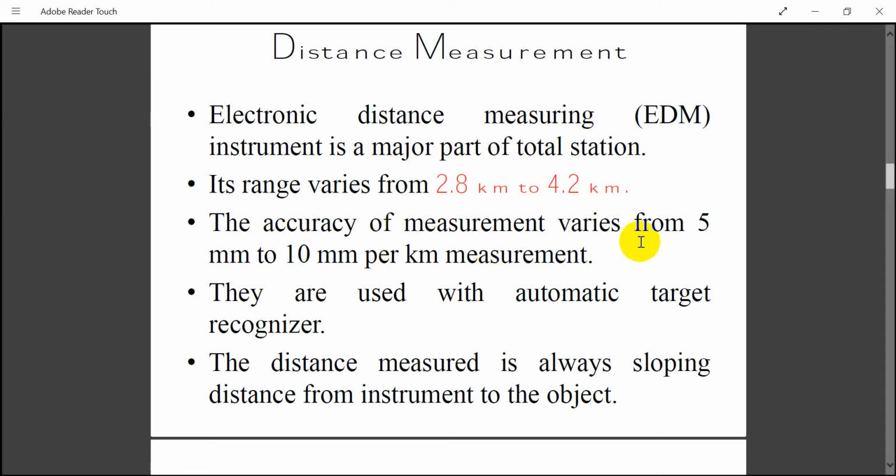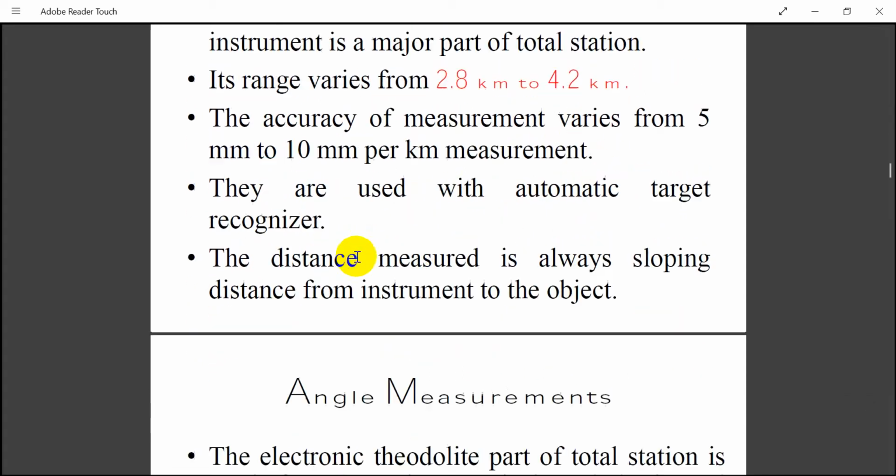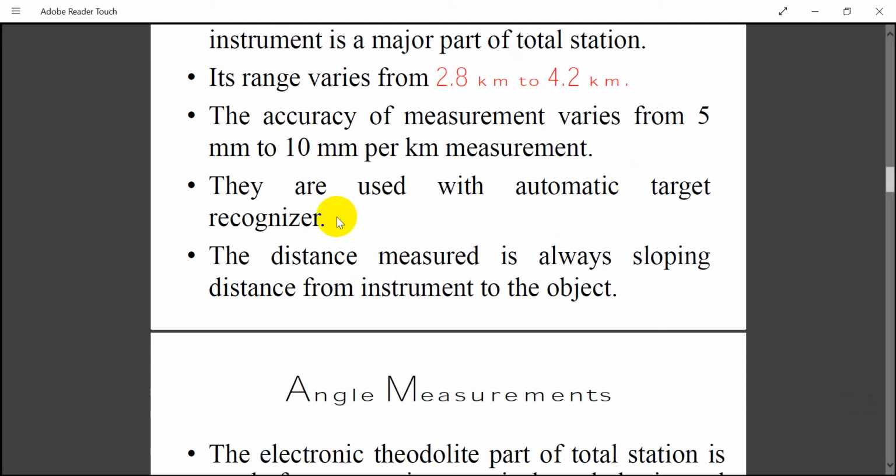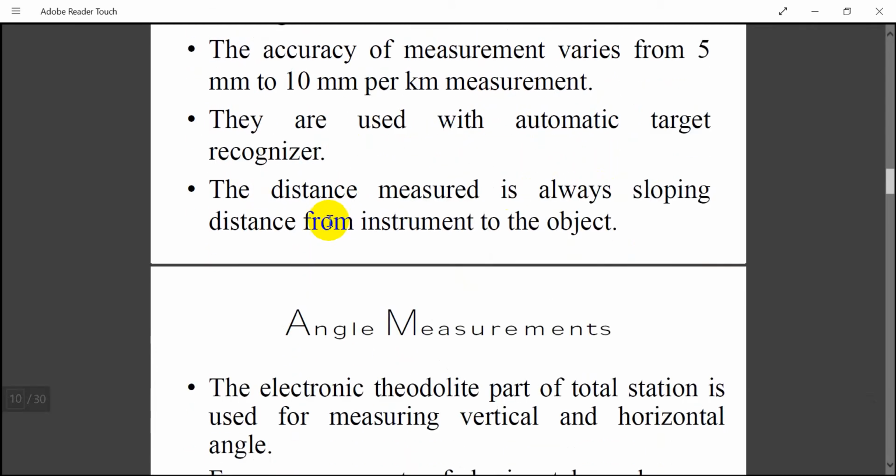The accuracy of measurement varies from 5 mm to 10 mm per kilometer. See how much accuracy we get, 5 mm to 10 mm. They are used with an automatic target recognizer. The distance measured is always the sloping distance from the instrument to the object. We already know how it is: because we send a signal and it is received, it follows a sloping path, not an exact horizontal path.